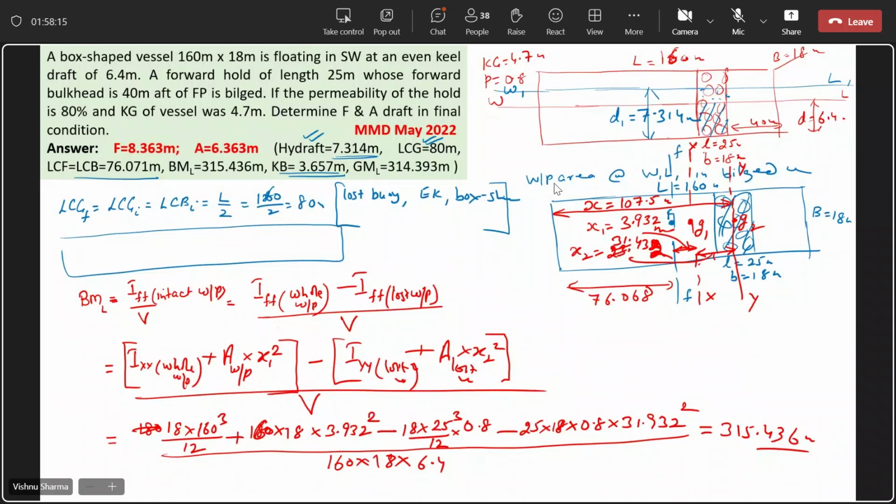Yeah, guys, what is the status? Have you got it?